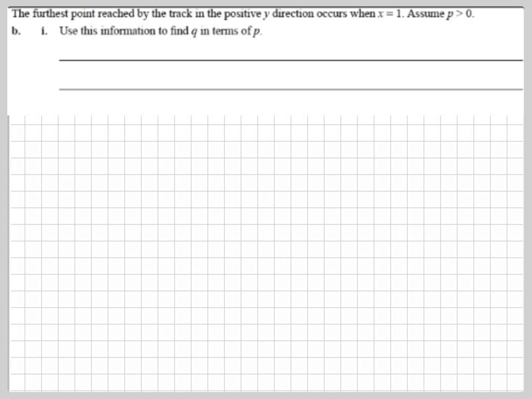All right, now the next part says that the furthest point reached by the track in the positive y direction occurs when x is 1. And we've got to assume that it's a positive cubic. That's what that p is greater than 0 means. And we have to use this information to find p in terms of q. I think we need a chill pill. All right, so this is 2 marks.